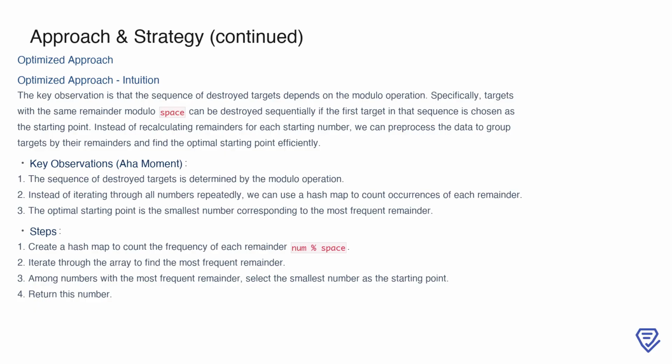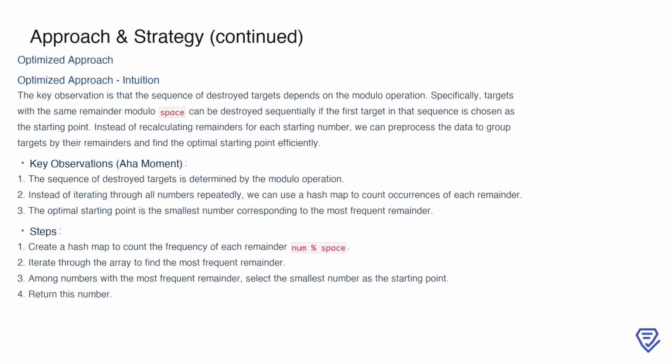Instead of recalculating remainders for each starting point, we can pre-process the data to group numbers by their remainders, making the process much more efficient. The aha moment comes when we realize that we can use a hash map to count the occurrences of each remainder. With this information, the optimal starting point is simply the smallest number that corresponds to the most frequent remainder.